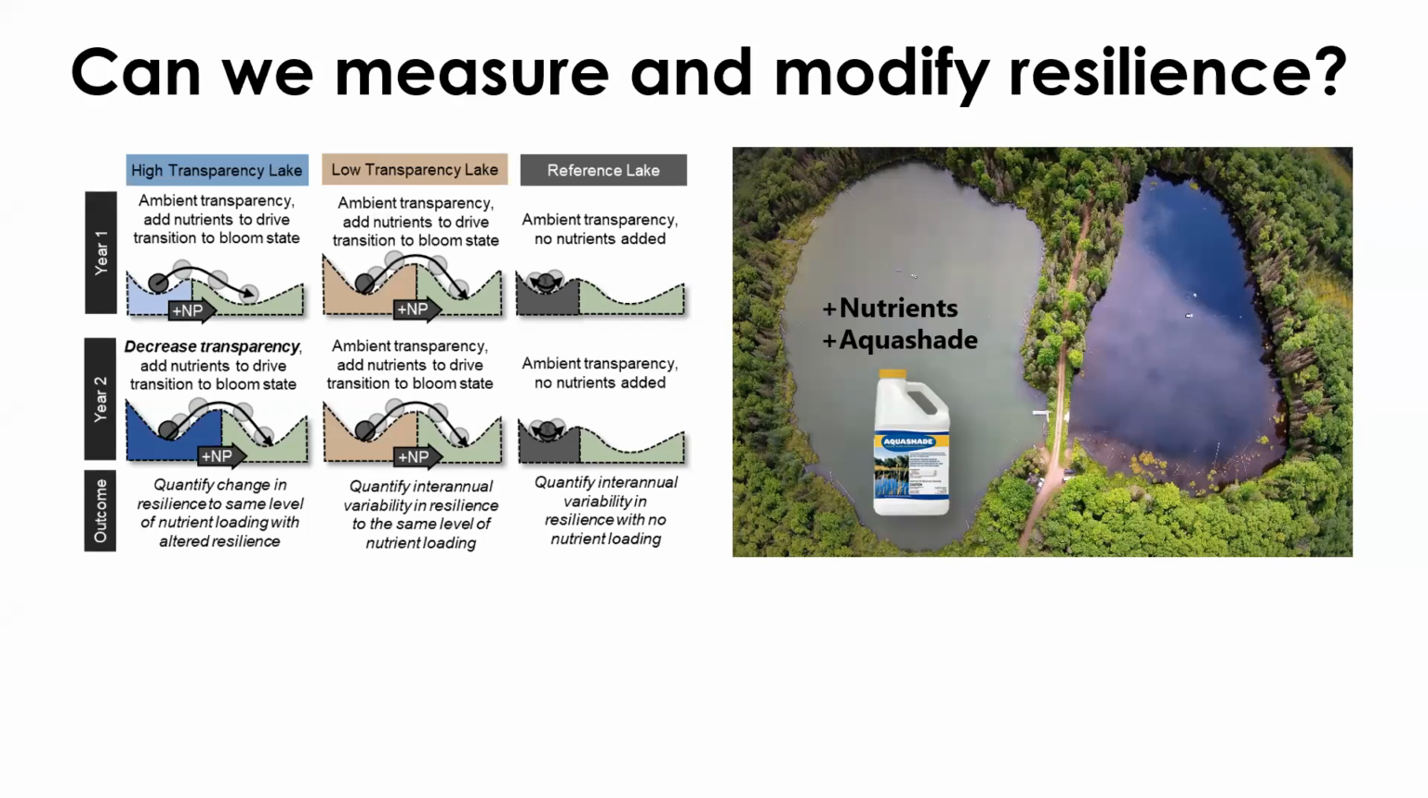We'll also be adding Aquashade to Peter Lake in the second year. Aquashade is perhaps a tool that you use as well in some of your own management of systems, but our goal there is to try to increase the amount of light attenuation, acting like that dissolved organic carbon, but without adding the nutrients that tend to come along with dissolved organic matter, in an effort to enhance the resilience to the same level of external nutrient loading. And so stay tuned for the results of that.